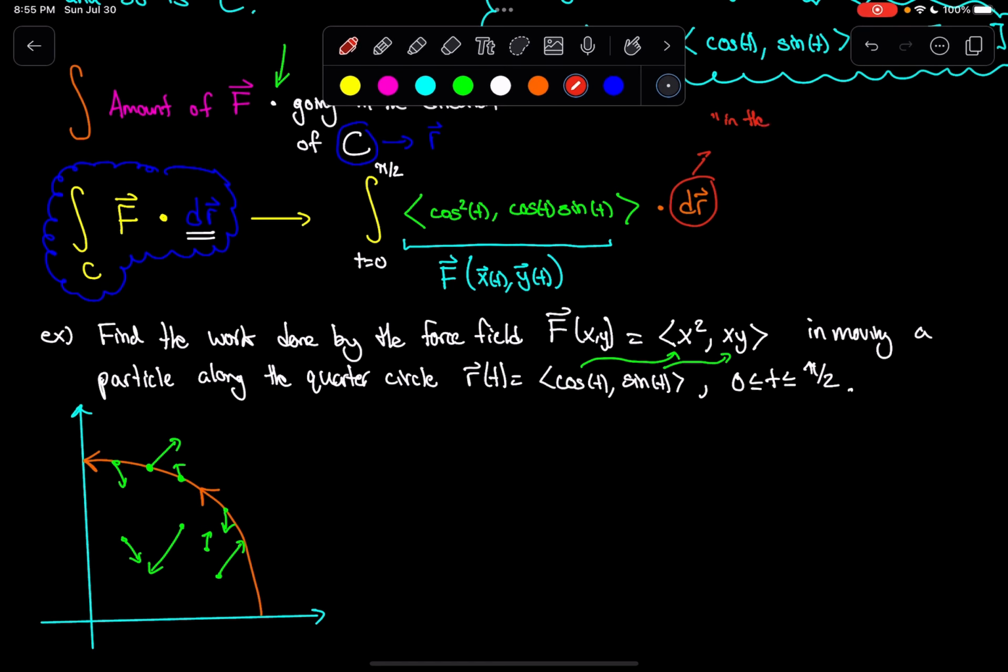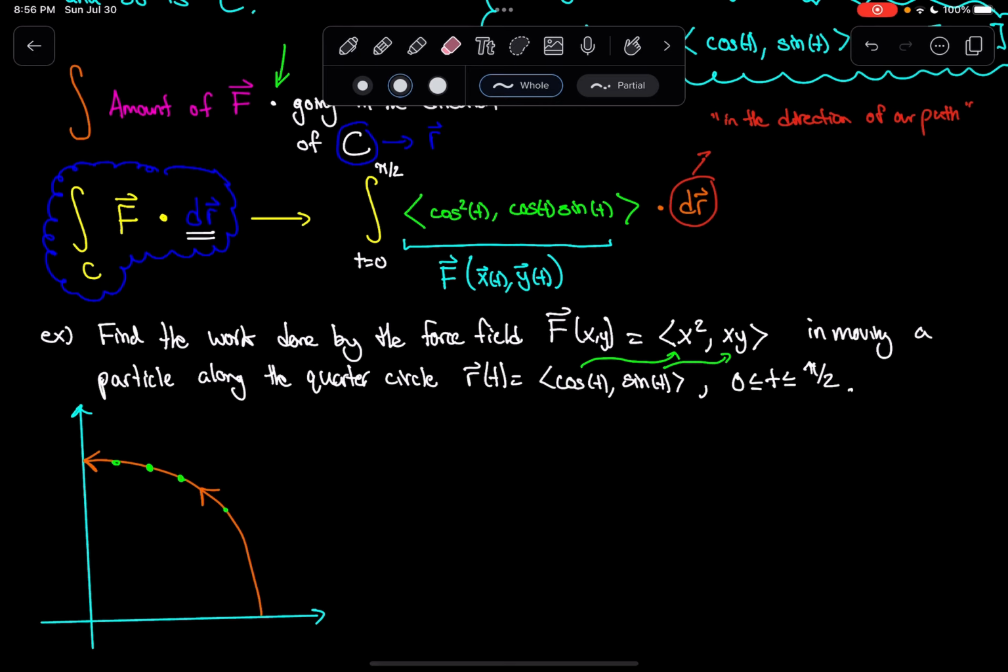What does this whole "in the direction of our path" mean? Okay, what does that mean? So at this point in the video, if you're not very familiar with tangent vectors or the unit tangent vector of something, I would like you to pause the video and go watch some video or read in the textbook about unit tangent vectors, because that is exactly what I'm going to talk about right now.